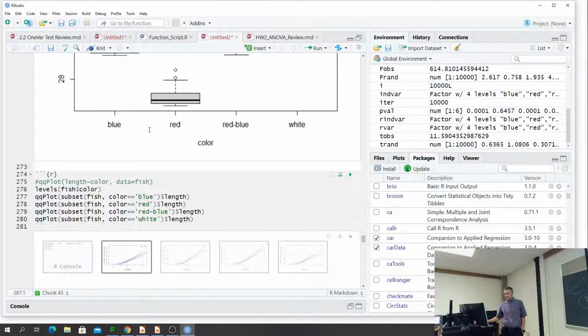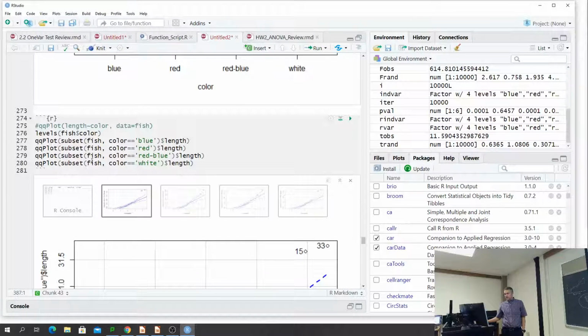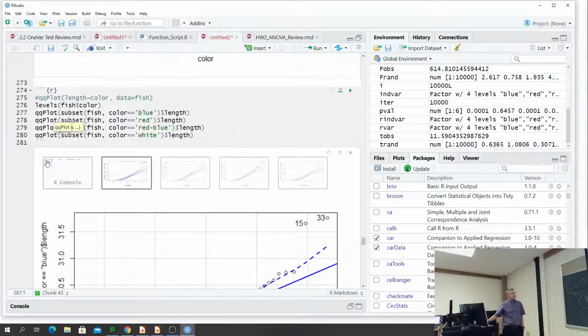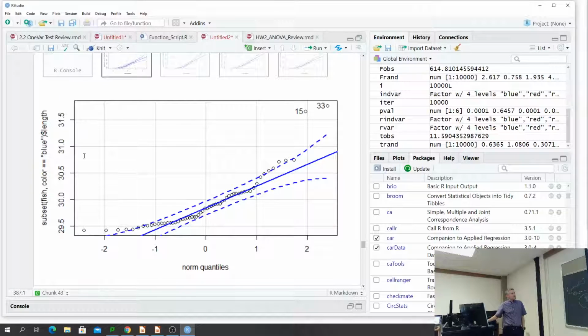So then I did the QQ plot. And again, I broke it up to do one QQ plot per level. And you're going to see, if not today or tomorrow, today or Wednesday, but next week, why we need to learn how to do this. So I did it based on the colors. So here's blue.